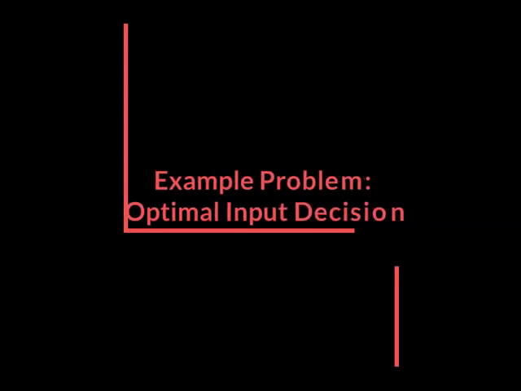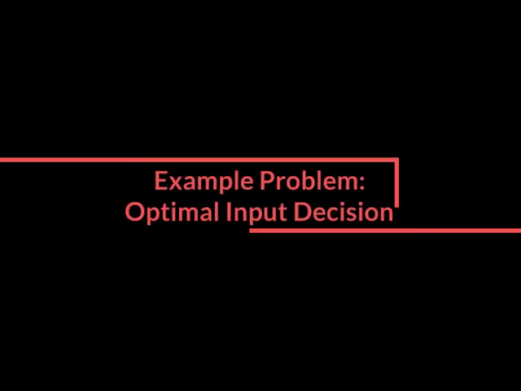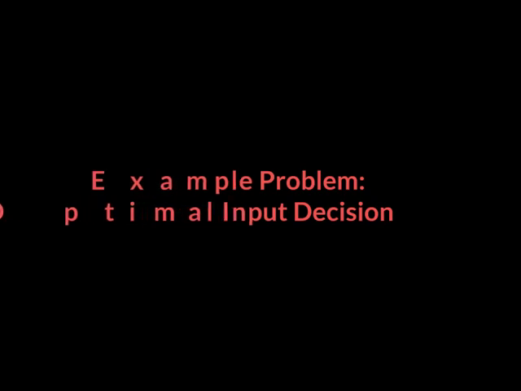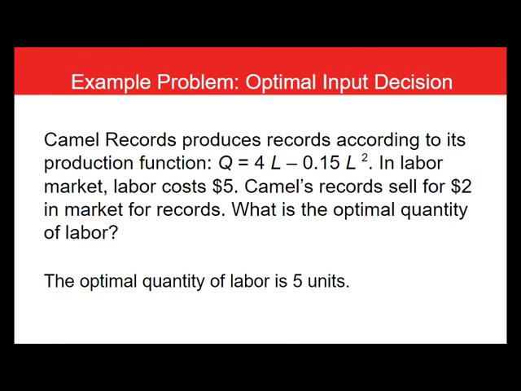Okay, let's look at the example question on optimal input decision. Optimal means profit maximization, right? Camel Records produces records according to its production function Q equal 4L minus 0.15 L square.